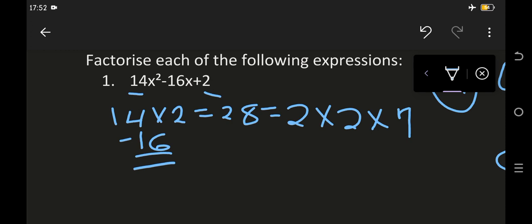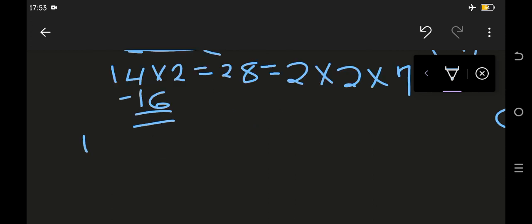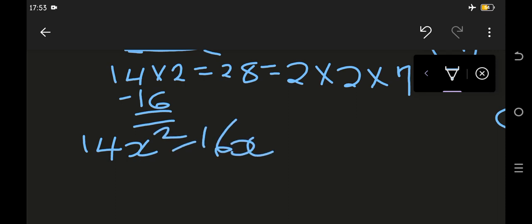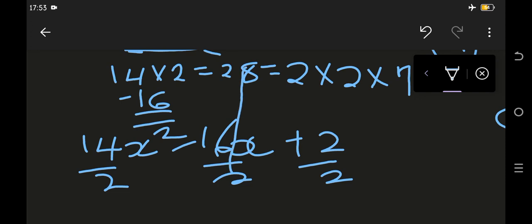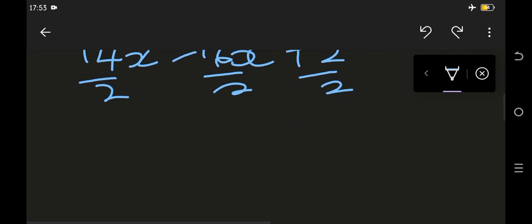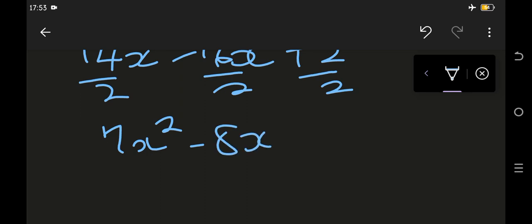So in such cases, you are going to be simplifying the expression that you have been given. Let us simplify the expression 14x squared minus 16x plus 2. If you look at this, you realize that you can divide all these terms by 2. So divide that by 2, this by 2, and this by 2. That will give you 7x squared minus 8x plus 1.